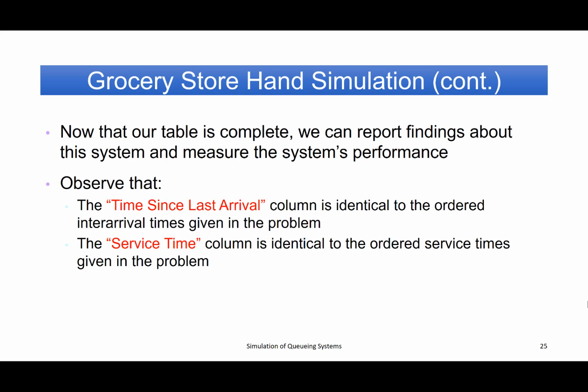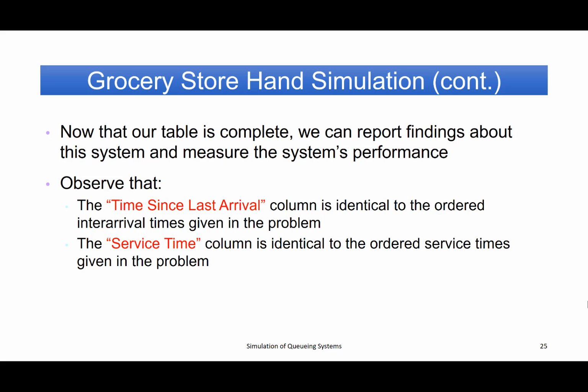Now that we've completed our table, we can report the findings about the system and measure the system's performance. A couple things to point out. First, the time since last arrival column is identical to the ordered inter-arrival times given in the column. That is something that, again, you can create and fill out right at the very beginning of the system. However, I would still advise you not to do that and take the system through line by line.